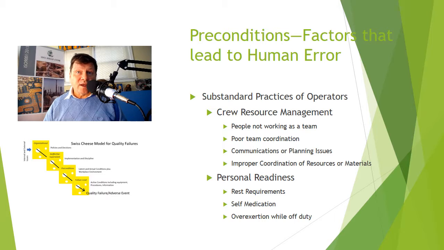In personal readiness, we're talking about things that actually affect the ability of the worker to perform the job without failure, such as rest requirements, self-medication, poor dietary practices, and overexertion while off duty, which is that an otherwise fit employee can't do his or her job properly for some overriding factor.